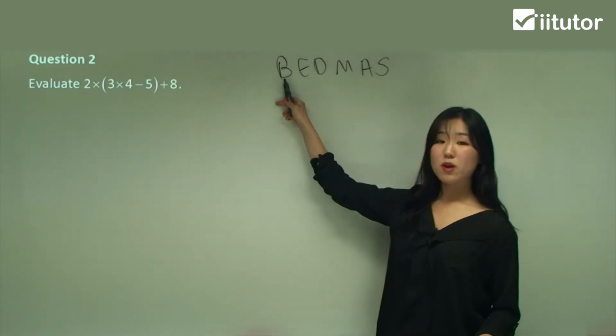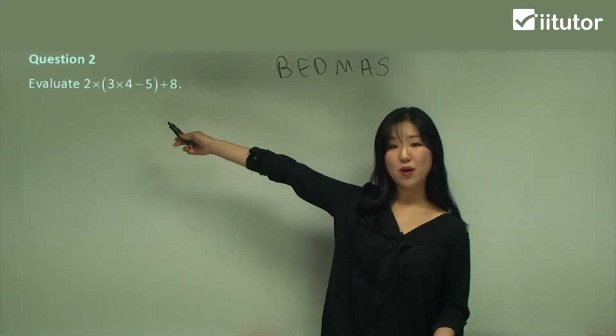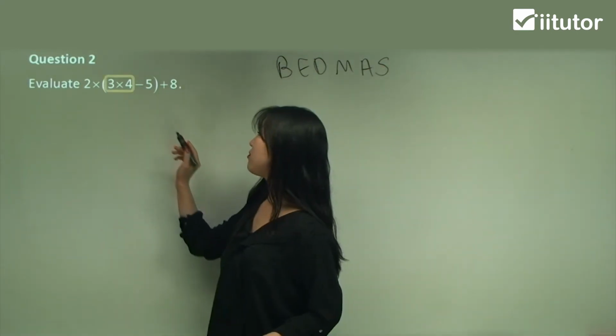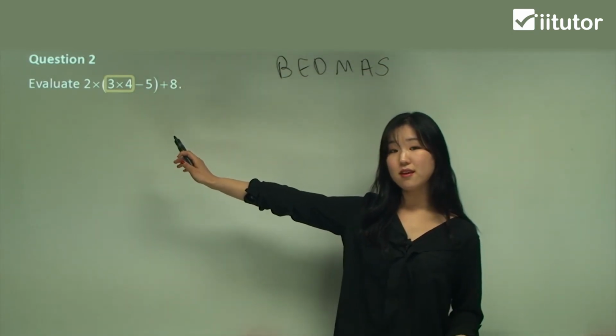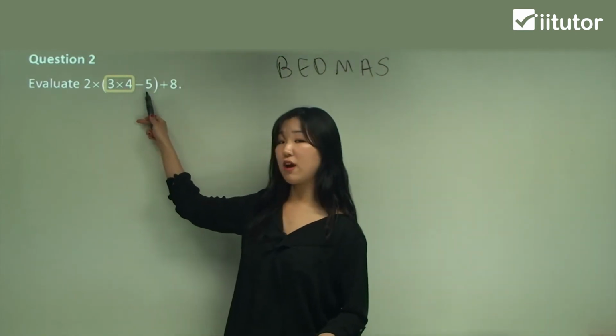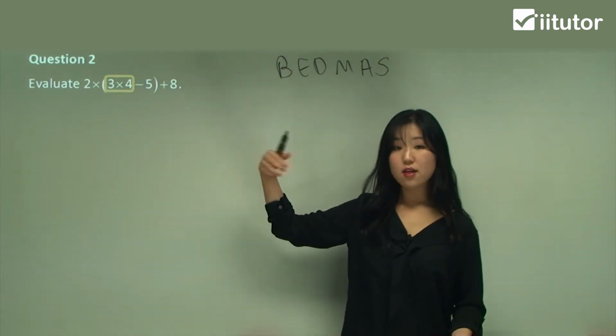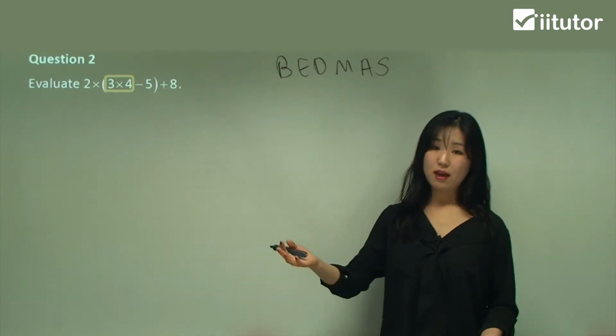So the first one we have to look at is B for brackets. Okay, and you can see the brackets straight away, don't we? So now let's simplify inside the brackets first. The reason why I've circled that one is because there's multiplication. Remember, if there's multiplication and subtraction, which one comes first? The multiplication. See, multiplication is before the S, so we have to do the multiplication first.